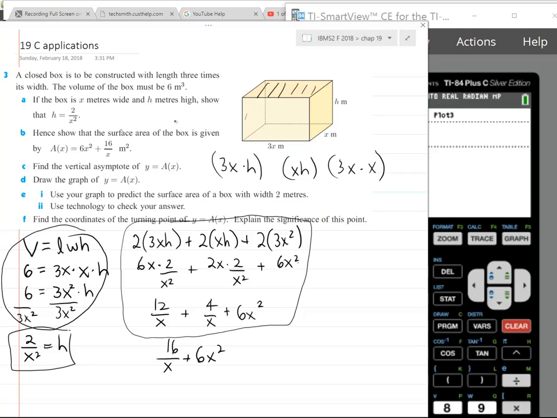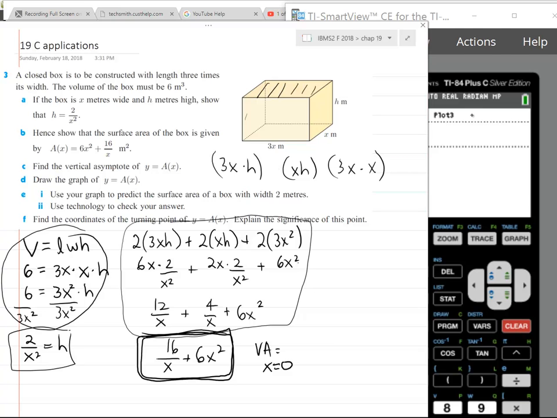Find the vertical asymptote of y equals A of x. So this here is the equation of A of x. Vertical asymptotes occur when there is a variable in the denominator. So we would take that denominator, set it equal to 0, and that would tell us the equation of our vertical asymptote. So our vertical asymptote is going to occur when x equals 0, because there's nothing else in the denominator. All right, then it tells us to draw it.